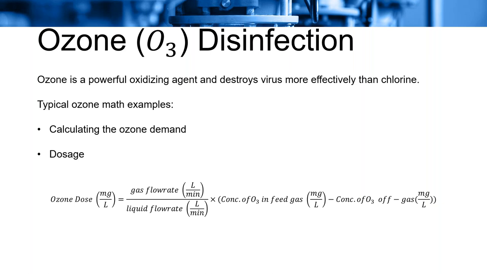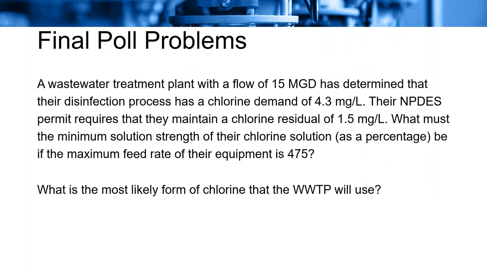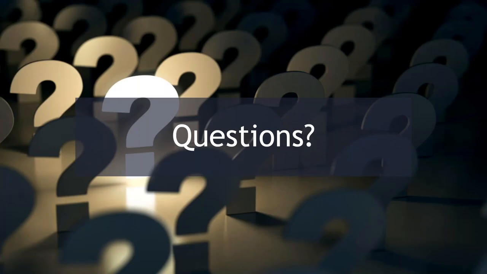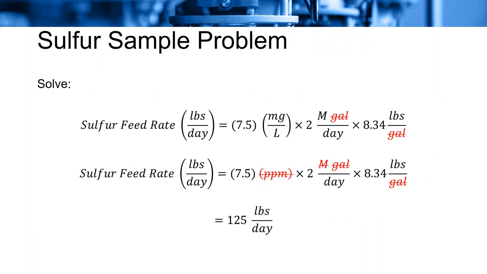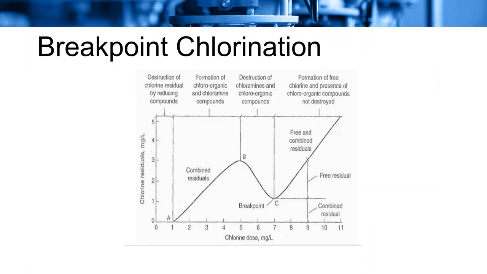How often does breakpoint happen? That was asked. So this is in reference to your breakpoint math. Yeah, that happens anytime you treat wastewater. It's always going to have the presence of ammonia, so that nitrogen is in there. It's going to occur whenever you add chlorine to ammonia-containing water. So anytime you add it to wastewater, it's going to happen.